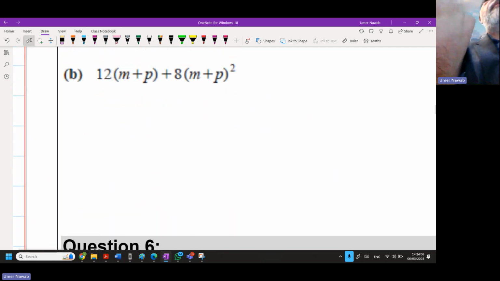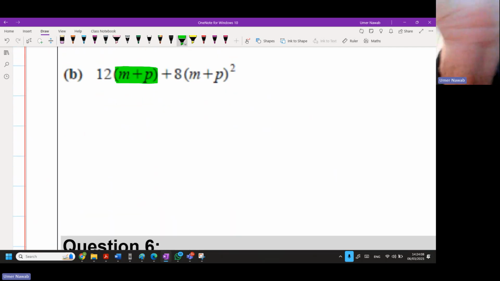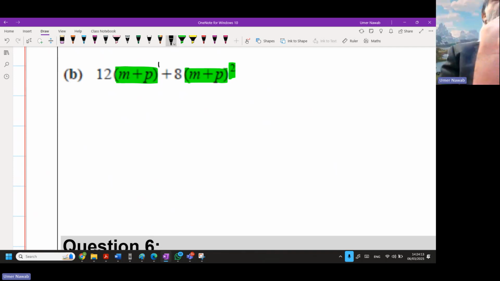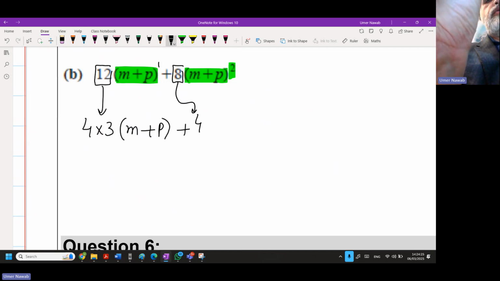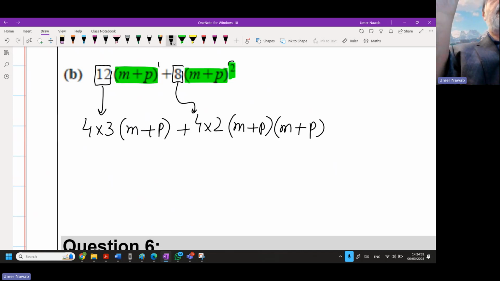First time we see a bracket is common. So m plus p, and this is m plus p, but there is a square. So there is a power 1 over here. So can I write, and I have 12 here and 8. Why not, 12 can be written as 4 times 3 times m plus p, and 8 can be written as 4 times 2 times m plus p, and again m plus p. Did you see, guys? It's a square. So the same bracket is multiplying twice.